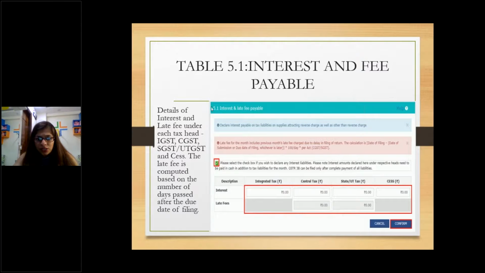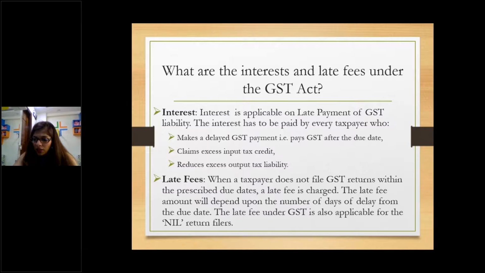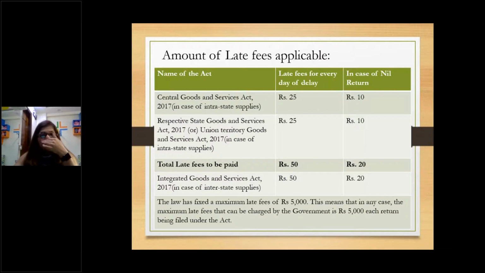Then we are coming to this late fees and interest thing. Late fees is something on which a very recent change has been made, and I wanted to talk on that. What is the late fees? In case it is a nil return filer, it is rupees 10 CGST, rupees 10 SGST. Late fees is always in CGST and SGST. It's never on IGST. If your return has some data, it is 25 rupees per day. So in total, 50 rupees per day if there is data in your return, 20 rupees per day if you are a nil return filer.